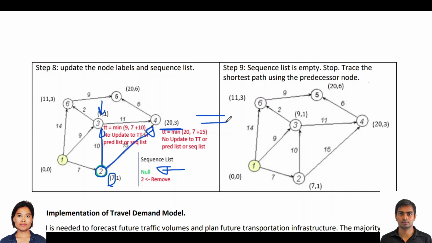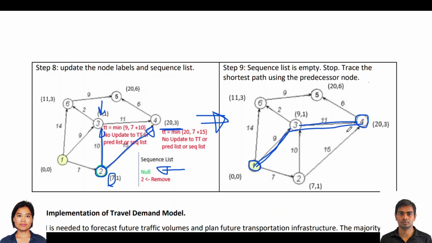So at the end of this shortest path procedure, what we got is this network. So from node 1 we can reach any other node in the network. So let's say we want to figure out the shortest path between node 4 and node 1. What we will do is we will trace the predecessor list. So predecessor list for node 4 is 3, so we will go to node 3. Predecessor node for node 3 is 1, and we will go to 1. So the shortest path between 1 and 4 is this.